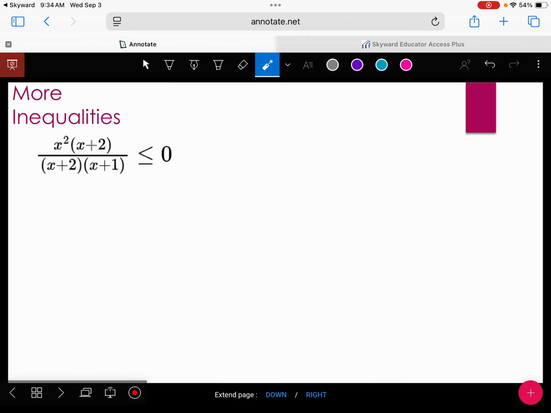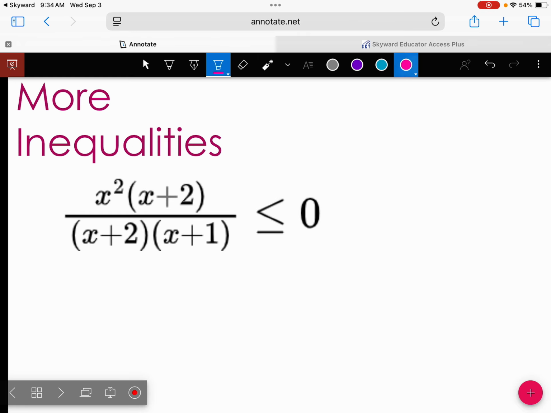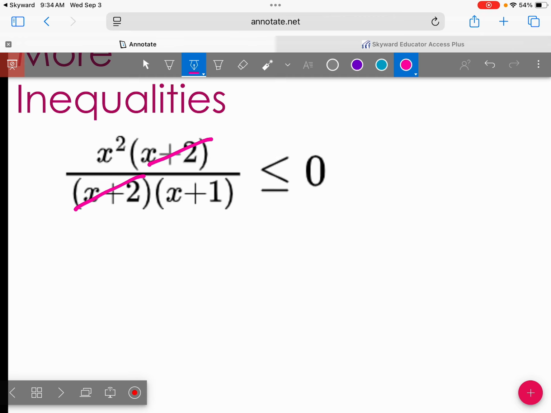So these do cancel out. We just are going to need to be careful when we're looking at our answer, because what would the root be for that factor? Negative 2. So we cannot have x equal to negative 2. Otherwise, everything else is the same. So this is the exact same as if we had x squared over x plus 1. We just got to kick negative 2 out of my answers. Can't equal it. I can equal anything else, just not that guy.